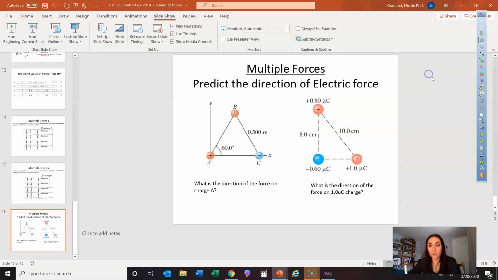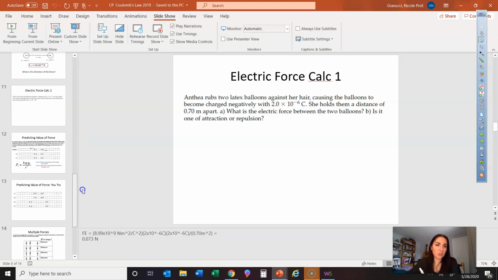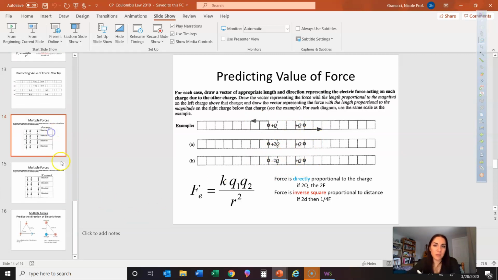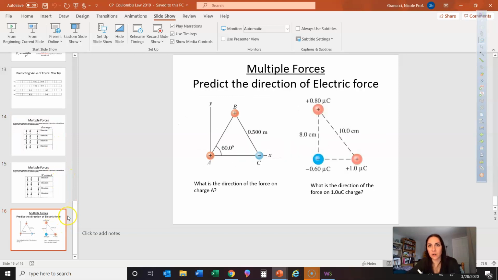Okay, and that's it for Coulomb's Law. So you should be able to do some simple calculations. You should be able to predict the size of the force given an example. You have to have an example. I can't just ask you to do this. And in fact, I won't even change the example, but I could change any of these numbers. And then be able to identify the size of the forces and multiple forces on different charge distributions like this.